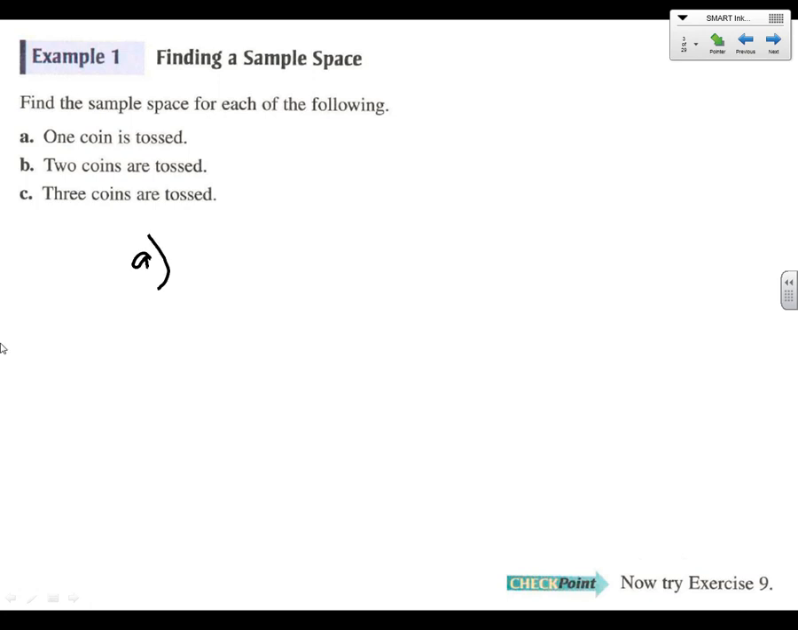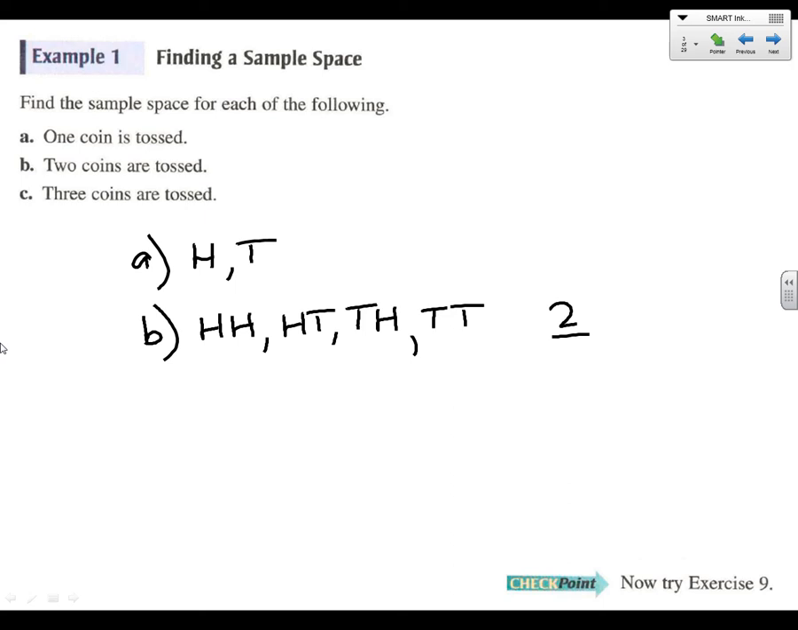What can happen if we toss a coin? We can either get heads or tails. So that's the whole sample space. What about 2 coins? We could get heads and heads. We could get heads and tails. And then here's the important part. Tails then heads is different than heads and then tails. The order matters here. And then tails, tails. So 4 events there, right? And if you think about this, there are 2 different events that could happen when you first flip the coin. There are 2 events that can happen when you flip the second coin. So there should be 4 distinct events. Right, 3 coins are tossed here. 2 times 2 times 2 is 8, so we should have 8 here.